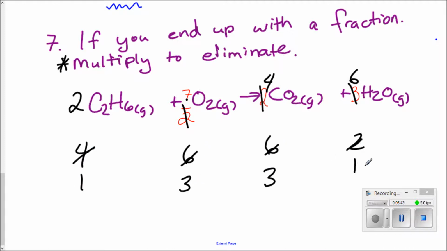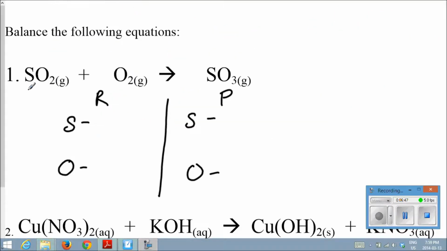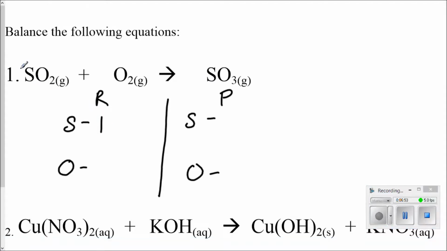So let's do some specific examples now. If we look at this top example, we have SO2 plus O2 equals SO3. We have 1 sulfur here, because there's a 1 here, and there's 1 sulfur there. Oxygen is difficult here. You have 2 here, so you actually have 4. And again, we have 3 oxygens here.